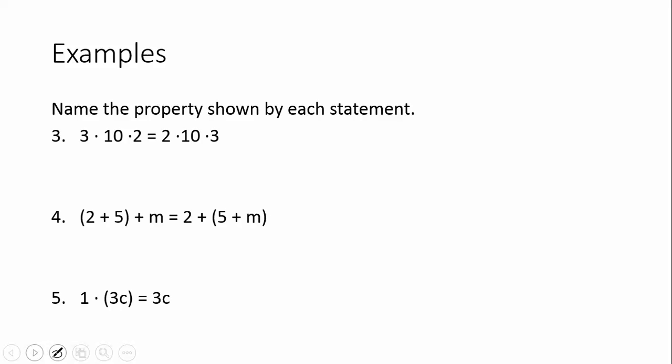Example 3, we have 3 times 10 times 2 equal to 2 times 10 times 3. Remember, with multiplication, order doesn't matter, which means if we go from left to right, on the left-hand side, we would do 3 times 10, then multiply it by 2 to give us 60. On the right-hand side, we would do 2 times 10 to get 20, then multiply by 3 to give us 60. So which property is that?